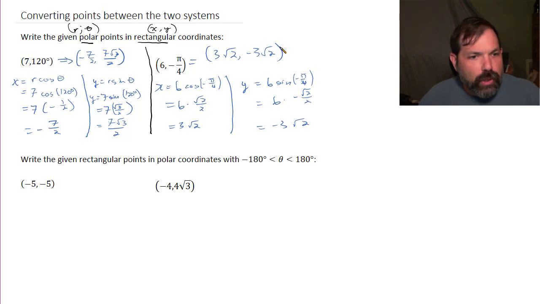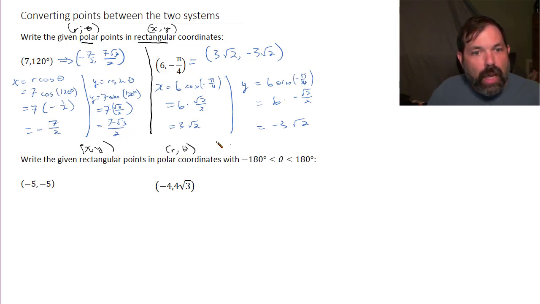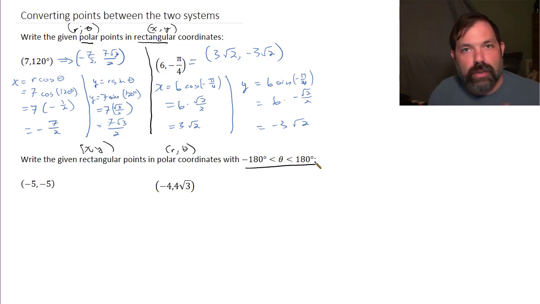Now we're asked to take given rectangular points, right? So now we have x's and y's, and we want polar coordinates. We want r and theta. And we were given a specific thing here that we want the theta to be between negative 180 degrees and 180 degrees. And we do this because otherwise there's an infinite number of answers. If we restrict the theta, then that limits the number of answers, that limits the number of points that we can use.